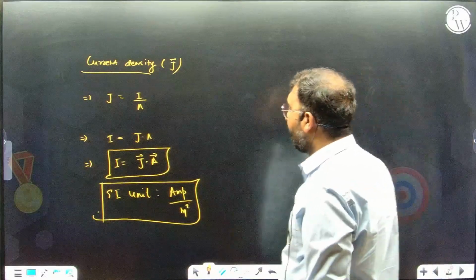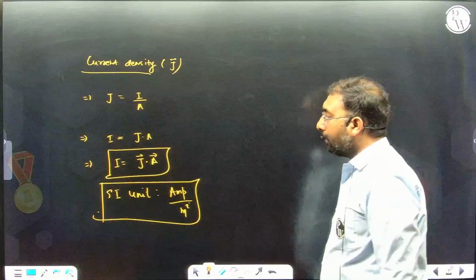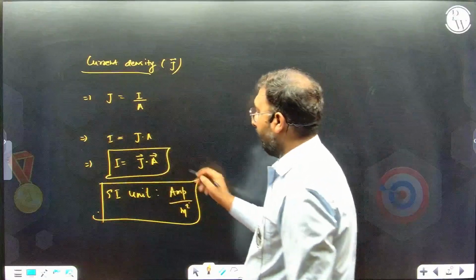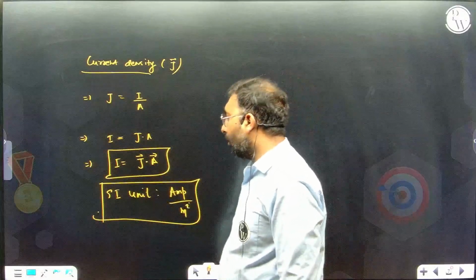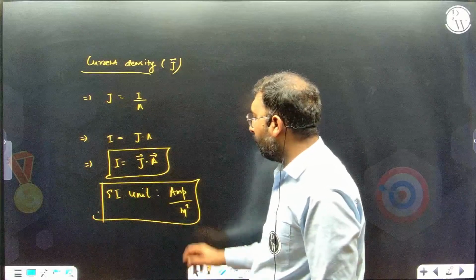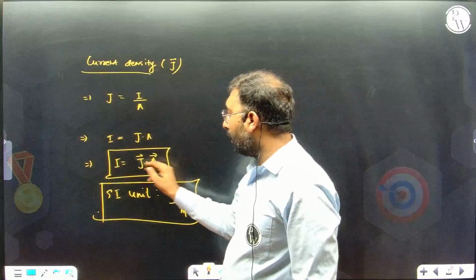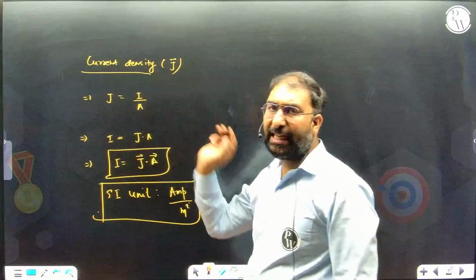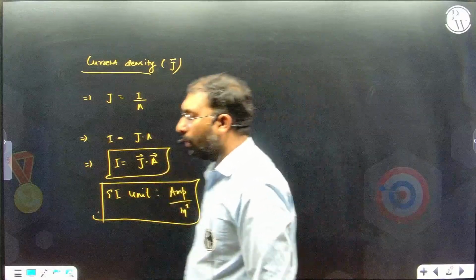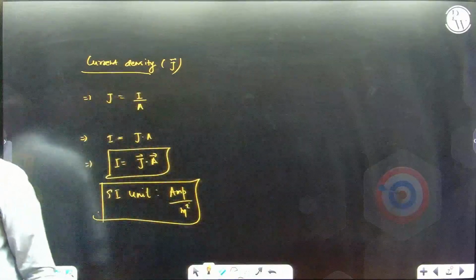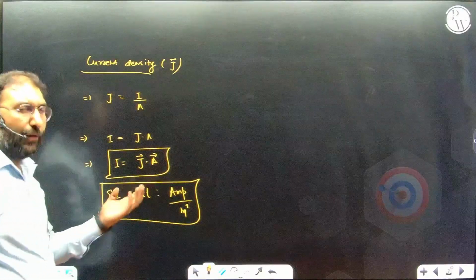Sometimes we have to find out the total current passing through the conductor where the value of J is not constant. In such a scenario, we have to take an elemental area and find out the current through that elemental area, and then we can integrate it and find out the total current. But that kind of problem is generally not asked in the NEET exam. So I'm just giving you a brief idea about that.